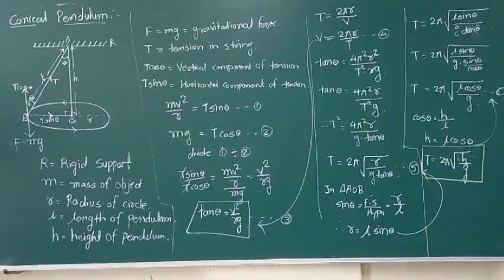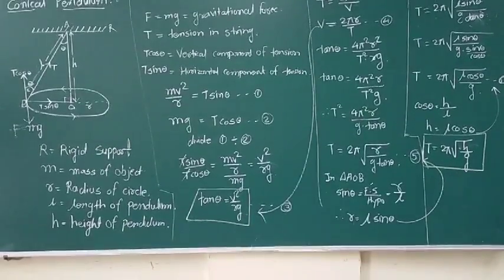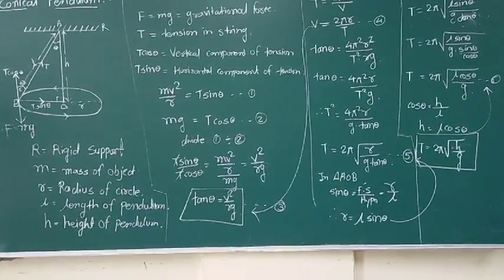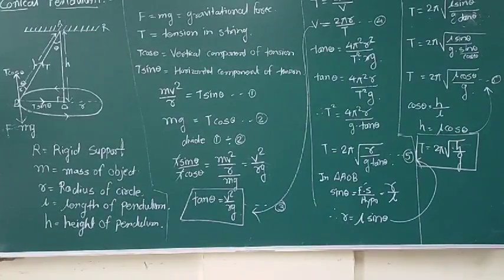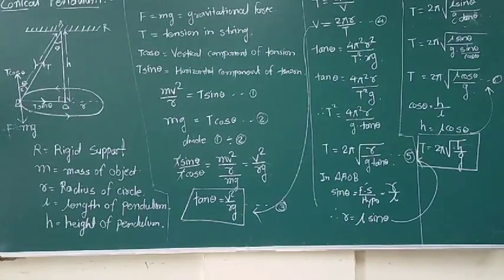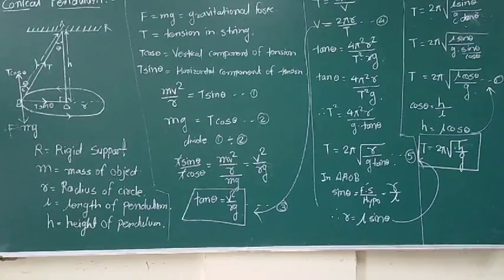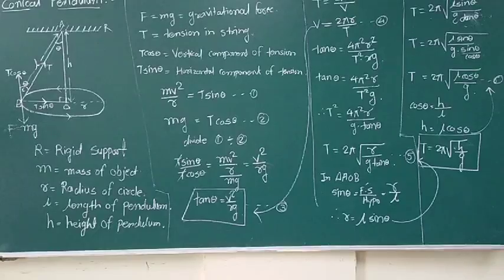Now we know the trigonometric ratio: what is meant by tan theta? Tan theta is equal to sin theta upon cos theta. So sin theta gets cancelled. So we get T is equal to 2 pi under root L cos theta upon g.